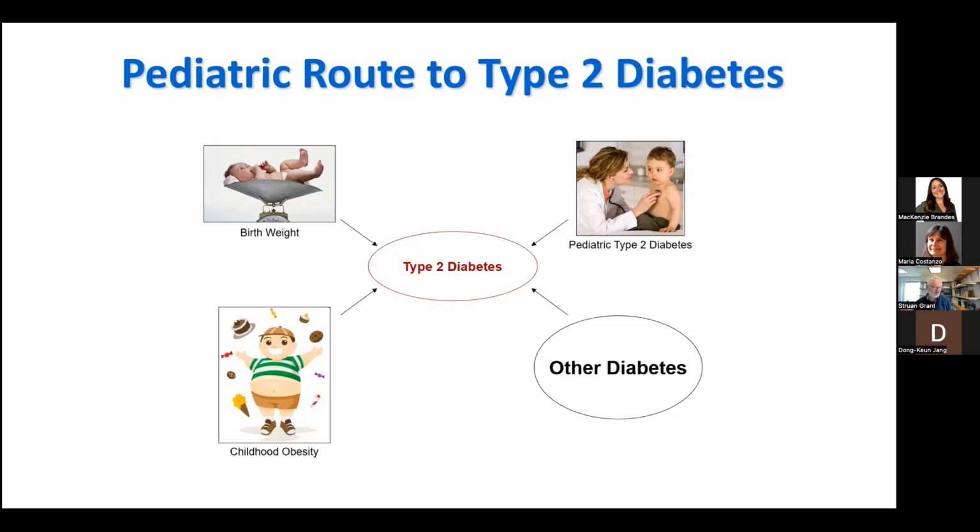Birth weight: if you're born small or large, you're more likely to have disease in later life, like type 2 diabetes. We're seeing an increased prevalence of type 2 diabetes being diagnosed in children. And there are other types of diabetes like type 1 diabetes, LADA, MODY, and these also present opportunities to understand type 2 diabetes. So that's sort of been the niche I've built for myself academically.